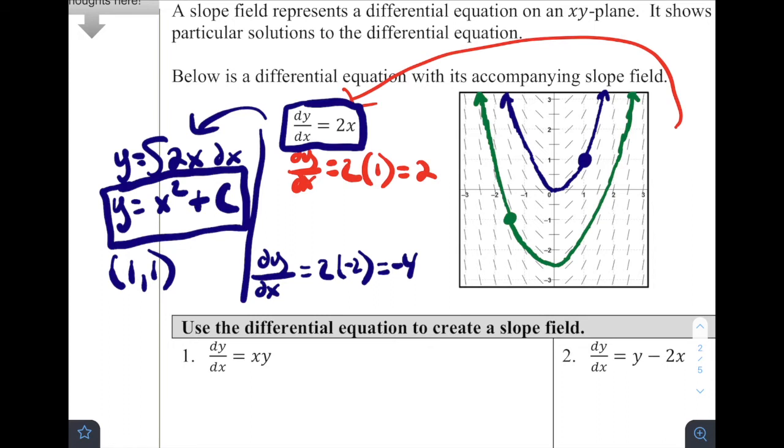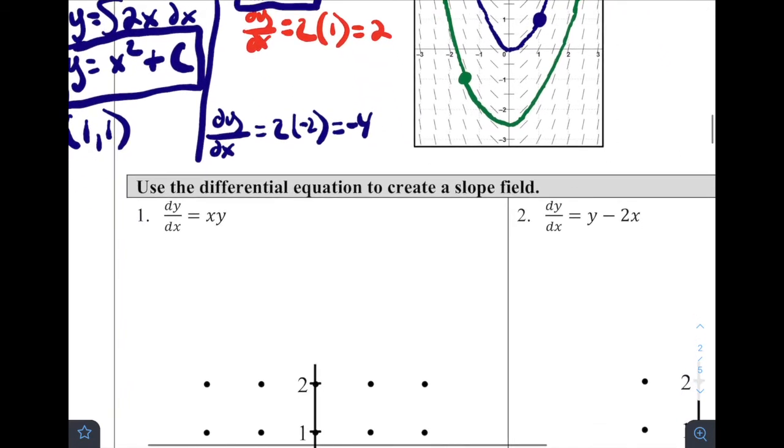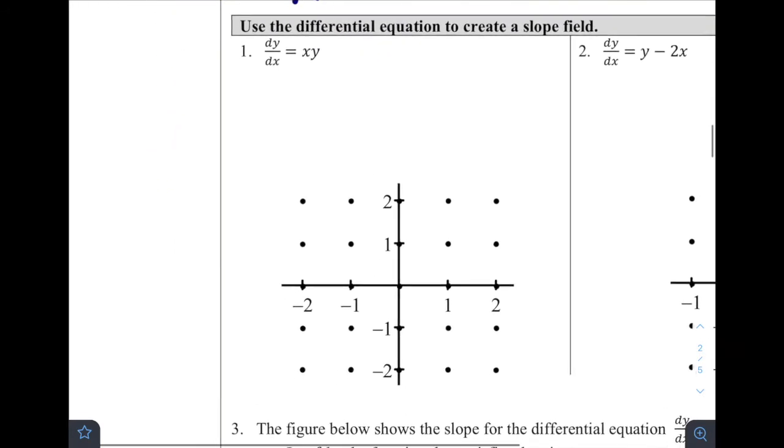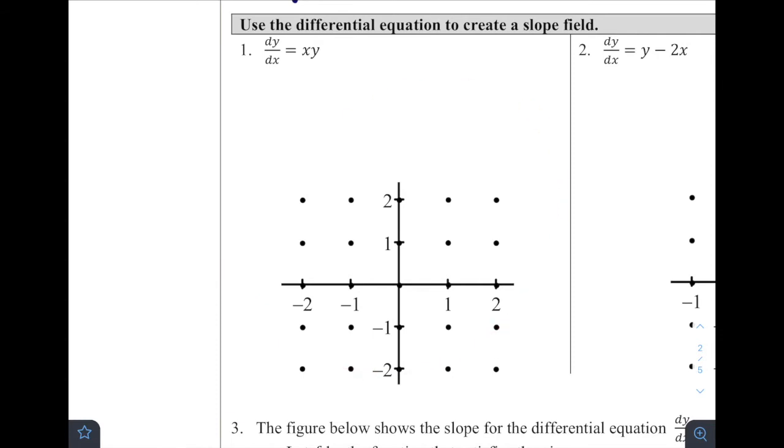Great. Let's take a look at number 1 next. Use the differential equation to create a slope field. They're giving me here dy/dx is equal to xy, so it's the x value times the y value. This is a common thing that we see on the AP exam. Sometimes they'll give you a blank slope field and ask you to fill it in. So what are we being asked to do?